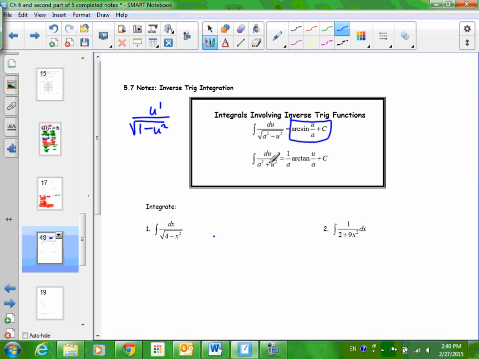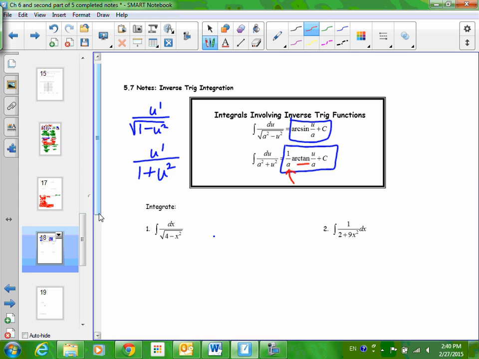So, for arctan, remember it was u prime over 1 plus u squared. So again, we have du, but instead of 1, we have an a squared. And then what's the difference in this formula? It's a 1 over a. You got to remember to do that when you're dealing with arctan.